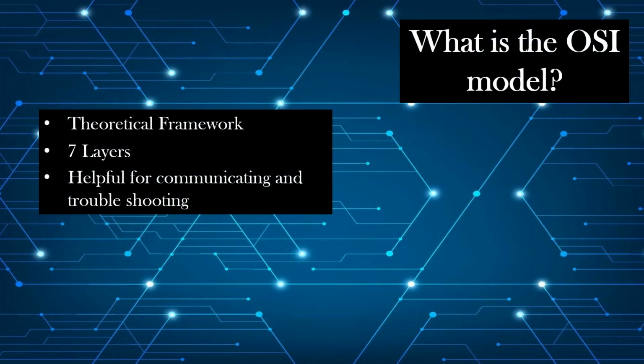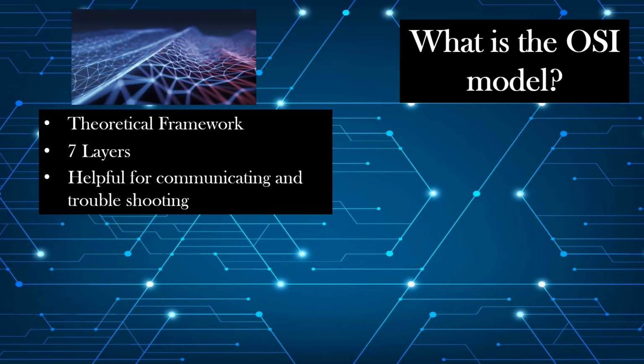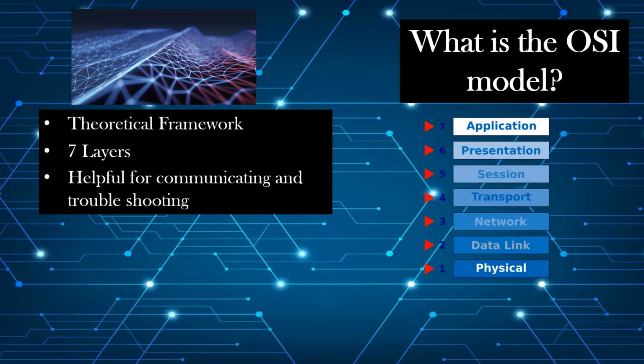Alright, so what is the OSI model? Introduced in the 1980s, the OSI model, or the Open Systems Interconnection Model, is a theoretical framework made up of 7 different layers for determining what computer systems need to communicate over a network. The 7 layers of the OSI model are physical, data link, network, transport, session, presentation, and application. Each layer serves a specific purpose and is designed to only interact with the layers directly above and below it.